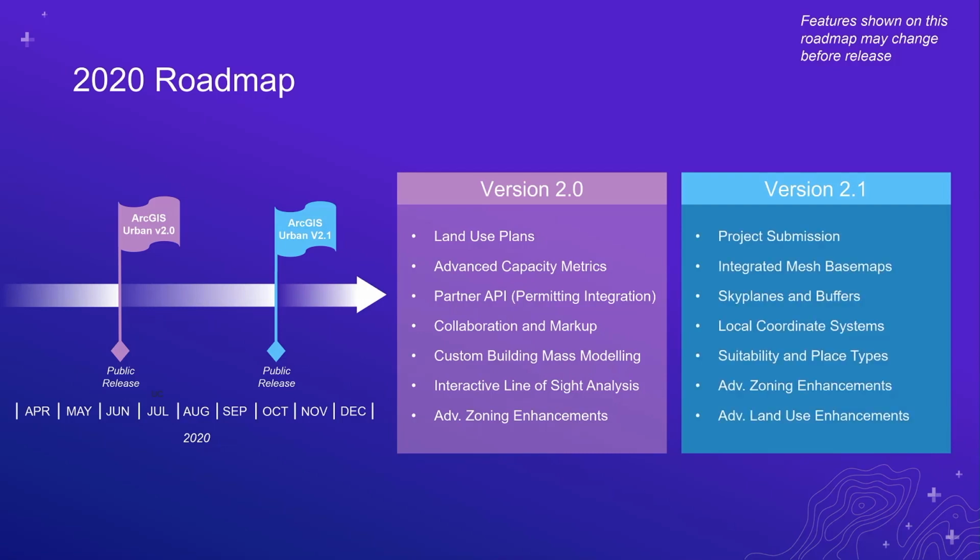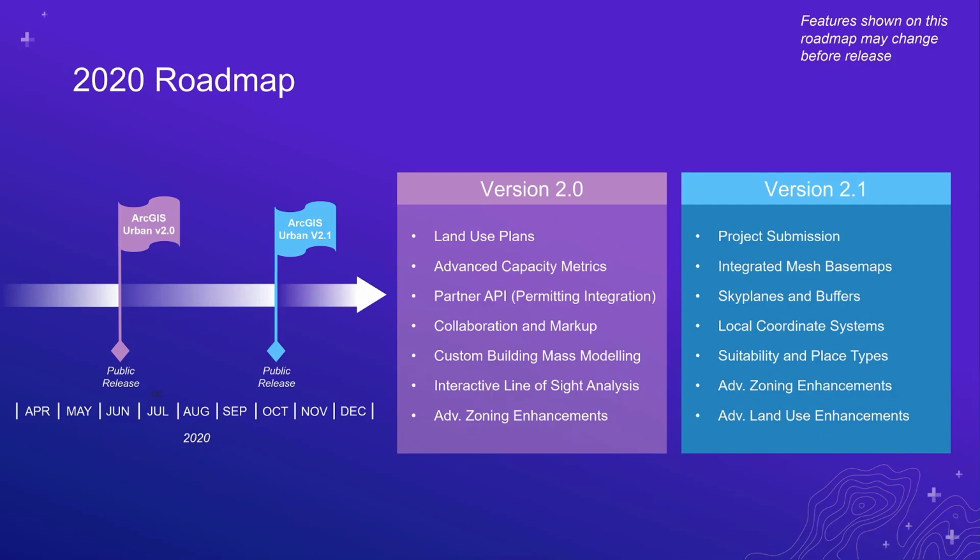For 2.1, we're going to be doing this project submission workflow where someone can come in, drag and drop a 3D model into a project, rotate, translate it, scale it, get it into the correct position, and then submit that to the city for feedback and review. We're attempting to support integrated mesh base maps at 2.1, so that's the ability to suppress a portion of a mesh and then replace it with a procedurally generated building.